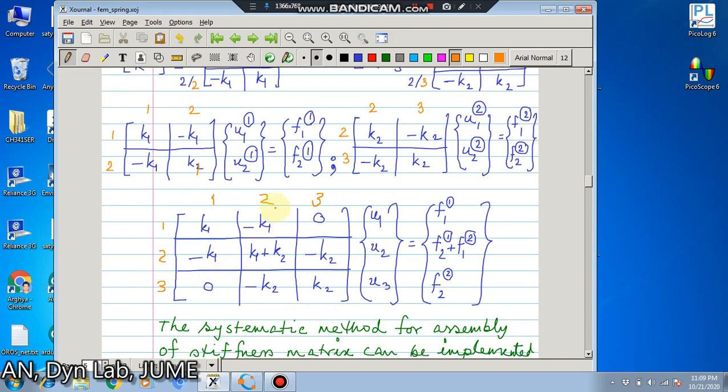This is your system stiffness matrix, and U1, U2, U3 is, and here similarly, just simply in the first row F1 is there.